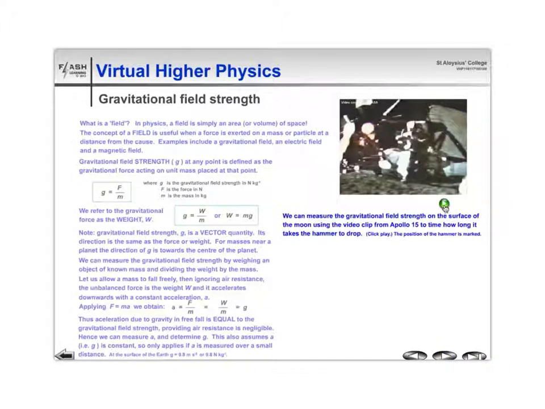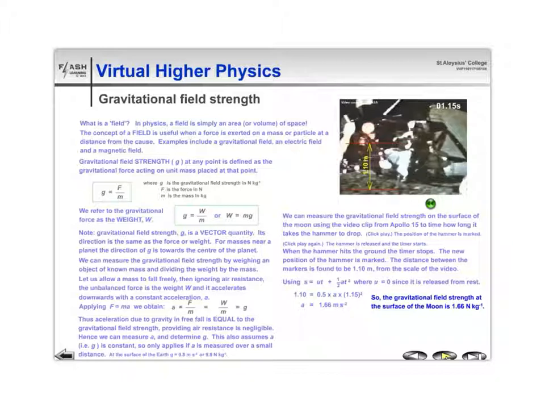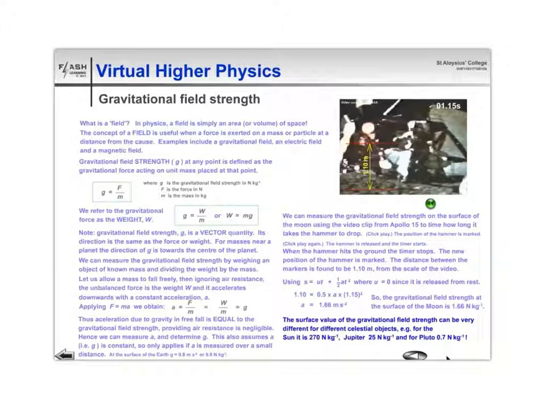If we look at that on the moon, we can actually see, in the absence of air resistance, a feather and a hammer both falling at the same rate, which would be 1.6 meters per second squared on the moon. So we can actually time that quite precisely, use that to get the gravitational field strength is about 1.66 newtons per kilogram on the moon.